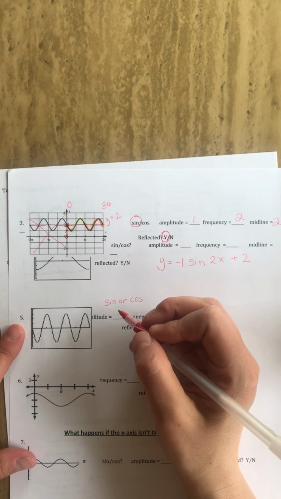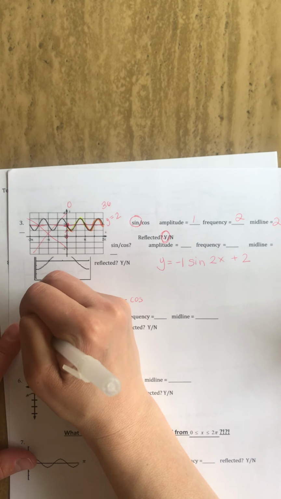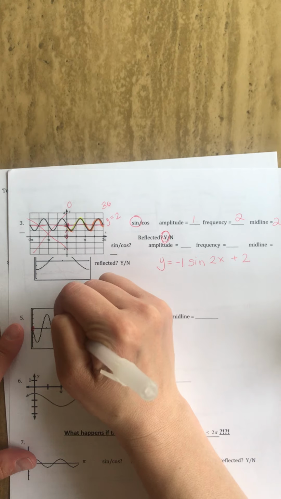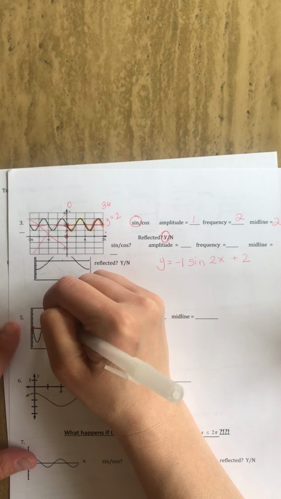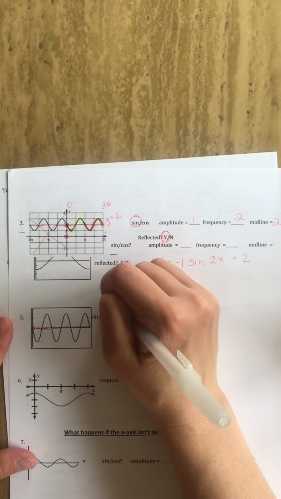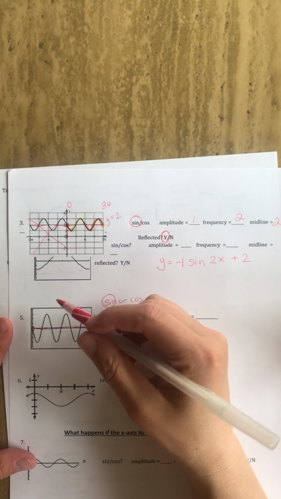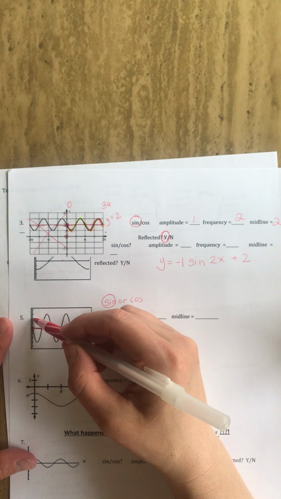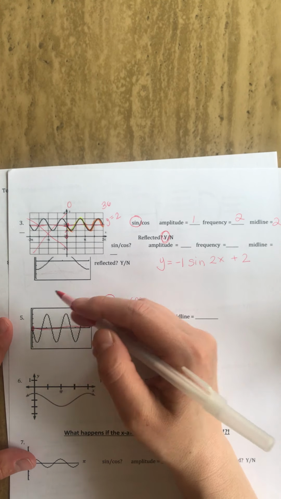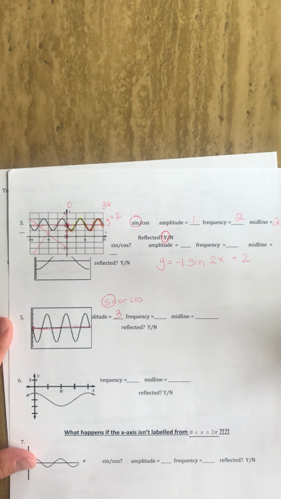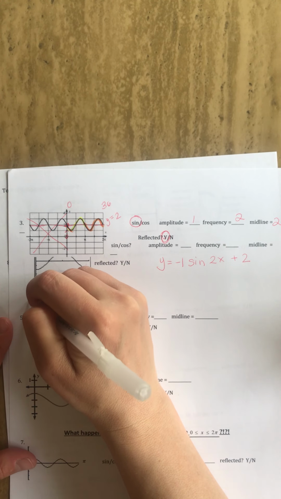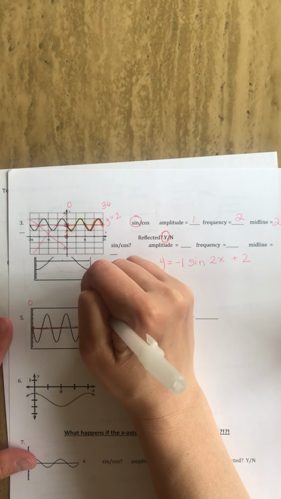You guys can see that this right here is going to be starting at 0, and that our midline is right here from the max to the min. So you can see that it is sine. Our amplitude, 0, 1, 2, 3. We have an amplitude of 3. We're going to assume that this is 0 to 360.